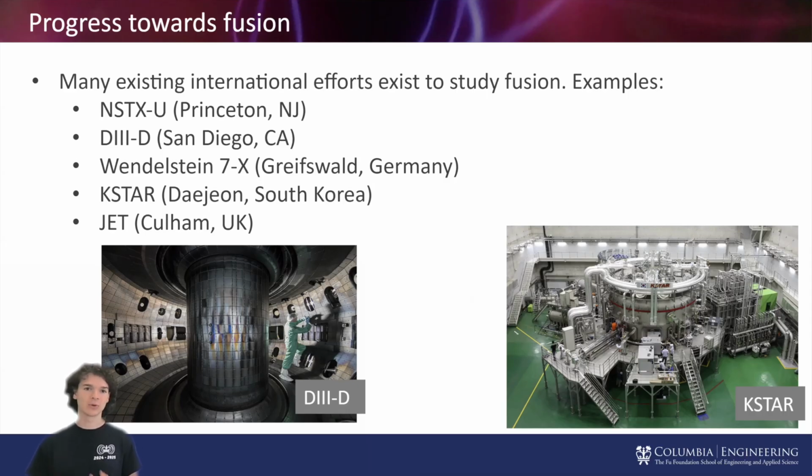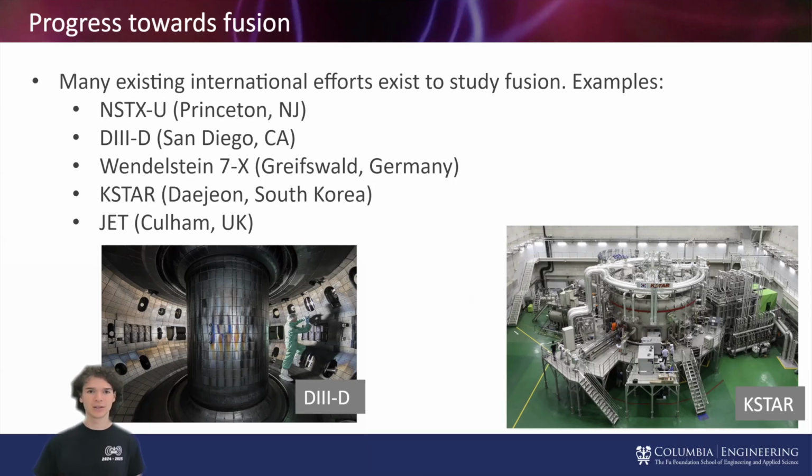But there are lots of people that we collaborate with, and lots of other efforts happening around the world. In Princeton, there's a device called NSTX-U. In San Diego, California, there's a device called DIII-D. These are both tokamaks. W7-X, or Wendelstein 7-X, is in Germany, and that is a stellarator. There are devices in South Korea called KSTAR. There's a device in the UK called JET that was recently decommissioned. There are many others as well that are not listed here.